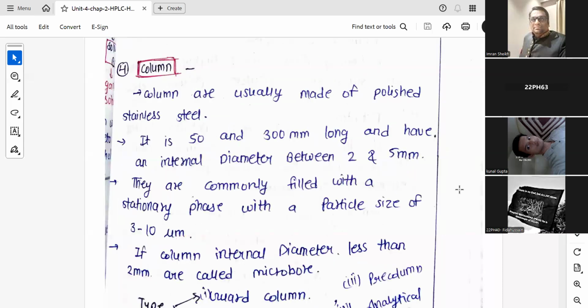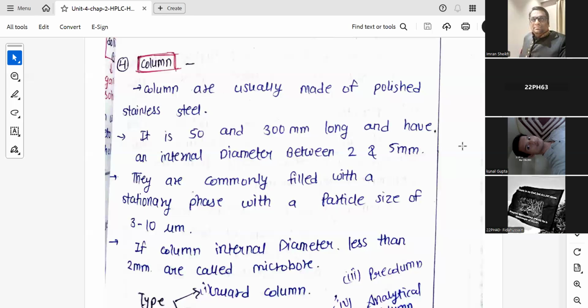Now the columns, let's see what the expected things of the column are. The column should be made up of stainless steel. The length is expected to be around 50 to 300 mm, and the internal diameter is expected to be around 2 to 5 mm. Thereafter it should be filled with the stationary phase. Particle size should be around 3 to 10 micrometers. A column internal diameter of less than about 2 mm is called the microbore. So these are the expectations of the column.